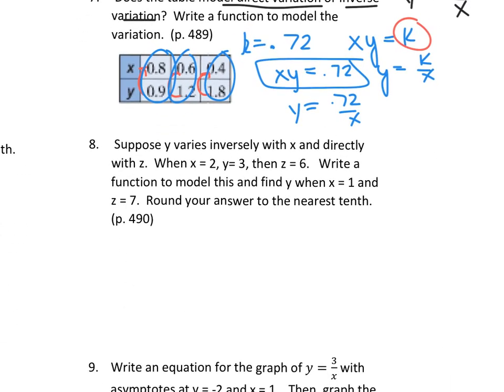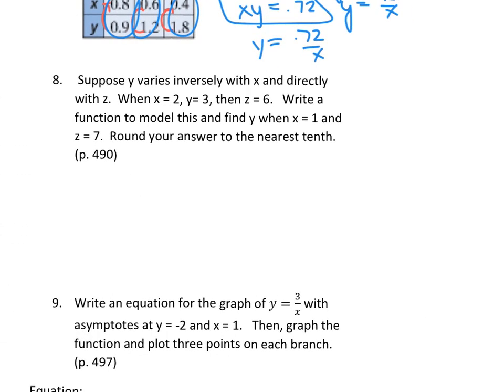Number 8, suppose y varies inversely with x. So this would mean y varies. I always write y equals. If a variable varies, then I write that variable equals. Inversely with x means that x goes in the denominator, and directly with z means it goes in the numerator, kz. So you always need to add this constant of variation in the numerator.